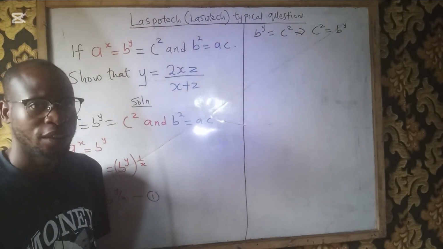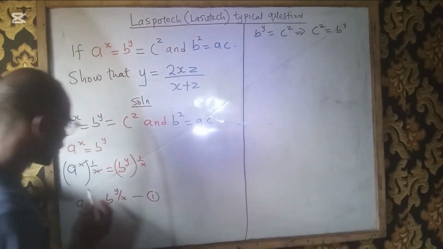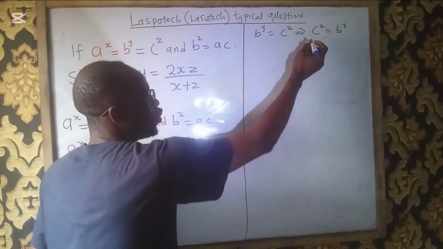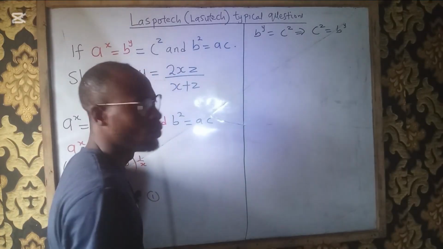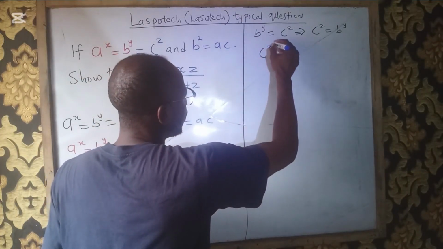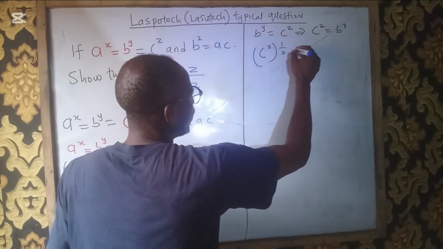Are we together? So I will apply the same principle here. I want to move this z to this side. I'll take the inverse of z, which is going to give me c raised to the power of z, then bracket 1 over z, equals what?